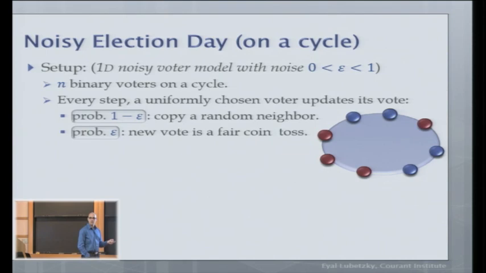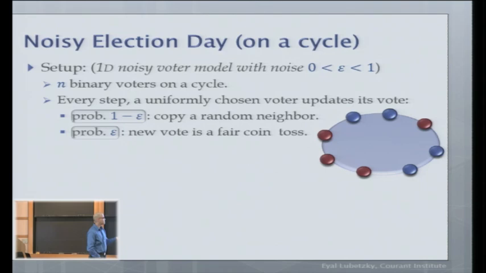It's very simple. At every step, a guy wakes up. This is discrete time. We wake a uniformly chosen random guy, and this guy updates his or her vote. The new vote is going to be either a copy of a random uniformly chosen neighbor to the left or to the right, which happens with probability, let's say, 0.99, or with probability 0.01, well, epsilon can be anything, you just toss a fair coin, and that's your new vote. So either mimic or fair coin toss. This is the model, and you run it until it equilibrates.